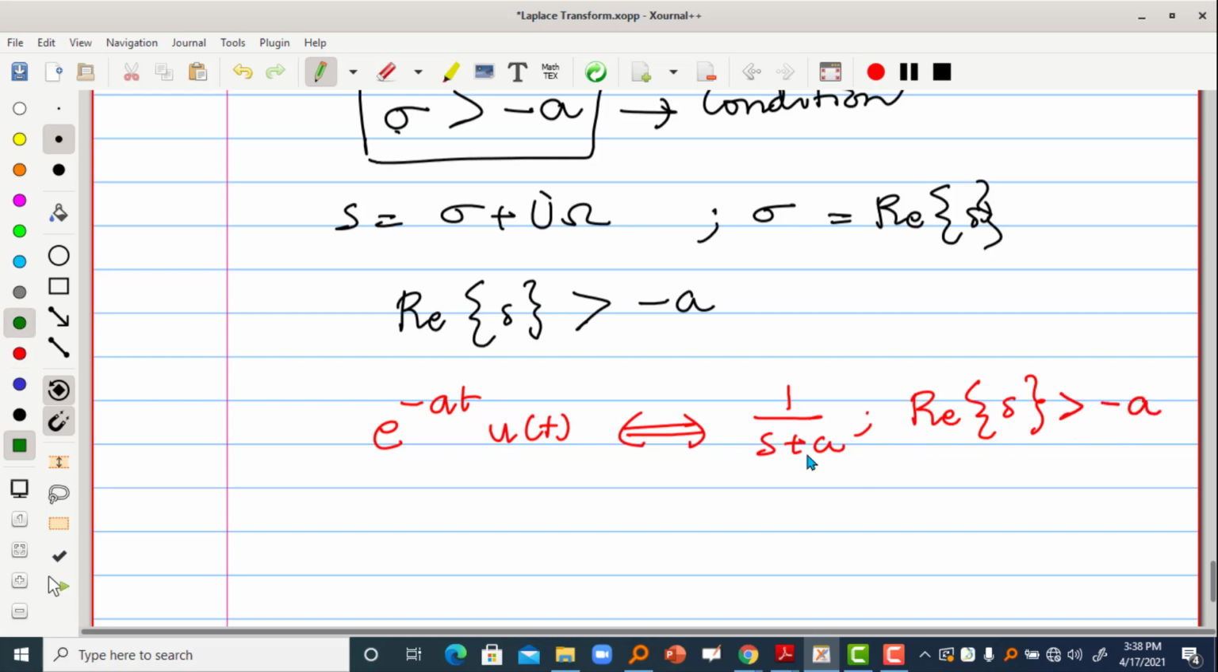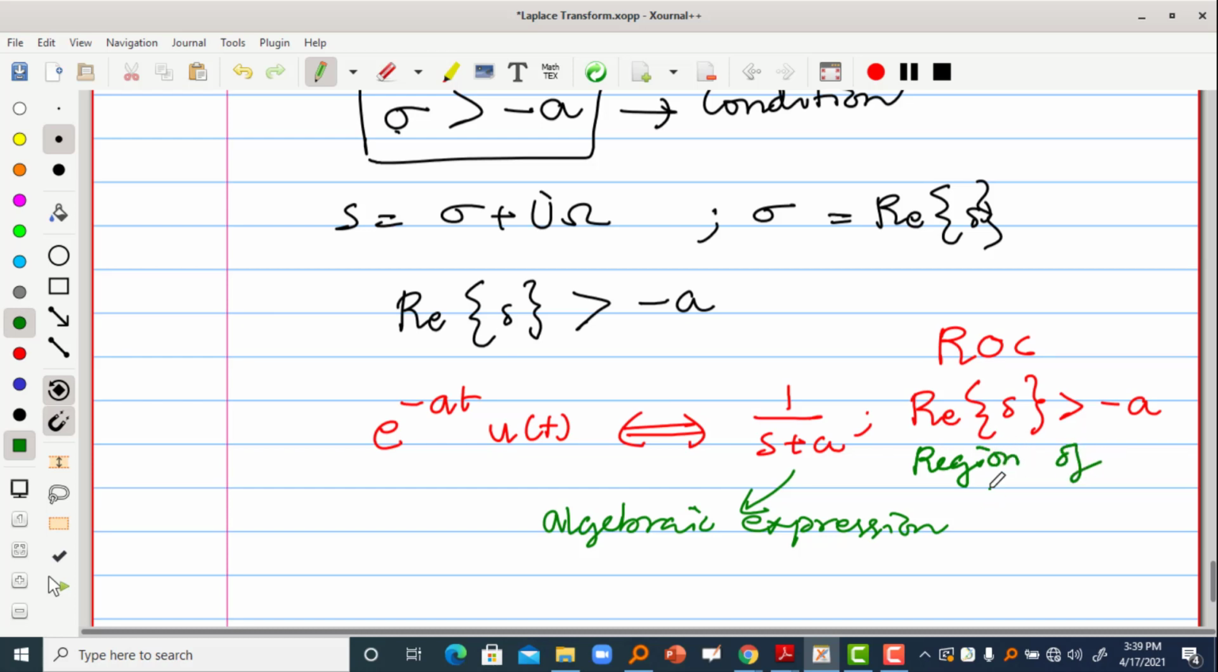This is the Laplace transform of e power minus a t u(t), and this portion is known as the algebraic expression of the Laplace transform. And along with this algebraic expression there is a condition, that is, real part of s should be greater than minus a, and this is known as the ROC, or region of convergence. This region of convergence says that this Laplace transform exists only for real part of s greater than minus a, or sigma greater than minus a. So this is the idea of region of convergence.